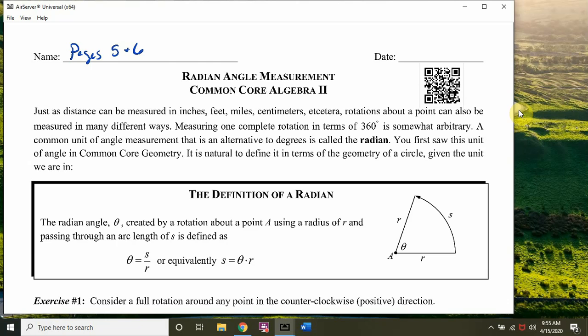Okay, so again, basically a radian is just going to be a different way of measuring an angle. We have degrees, which we're used to. You've worked with those a lot over the years in math. Now we're talking about a different way. So let's see what this is all about here.